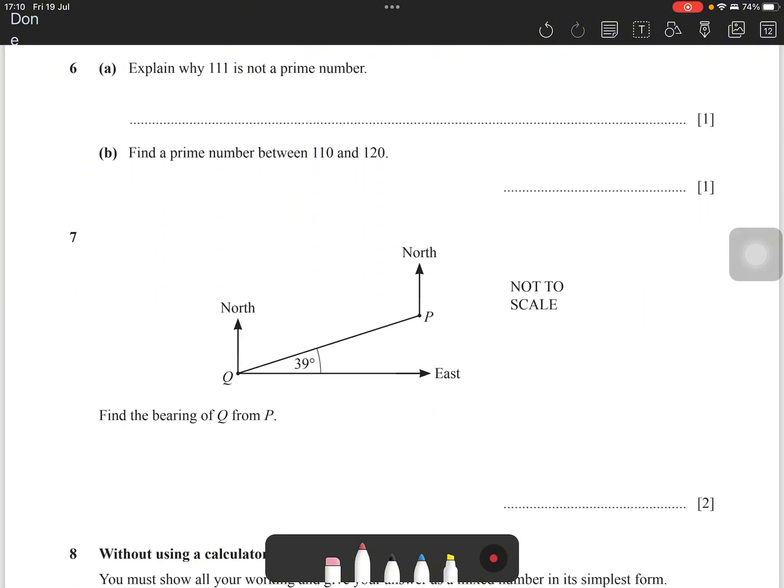Question 6. A. Explain why 111 is not a prime number. First, we see that in this number, the sum of the digits is 3. And 3 is divisible by 3. It means 111 is divisible by 3. Or you can write 111 is equal to 3 multiplied by 37. So it is a multiple of 3. Or you can say it is a multiple of 37.